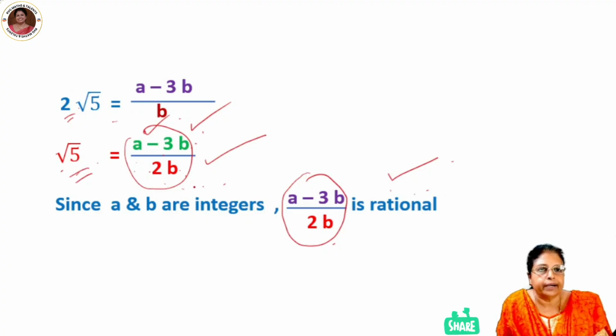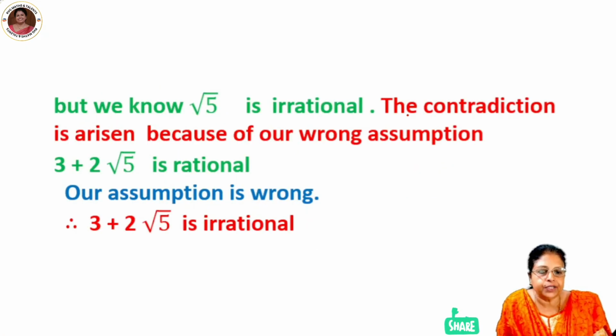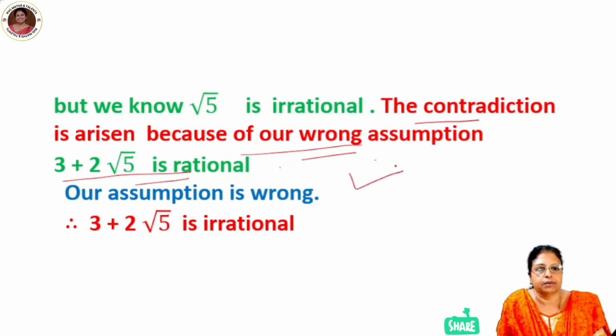This is a contradiction because root 5 is irrational. An irrational number can never be equal to a rational number. So we are getting a contradiction here. The contradiction has arisen because of our wrong assumption. What was our assumption? 3 plus 2 root 5 is rational. This assumption is wrong. That means 3 plus 2 root 5 is irrational. So we have proved the result.